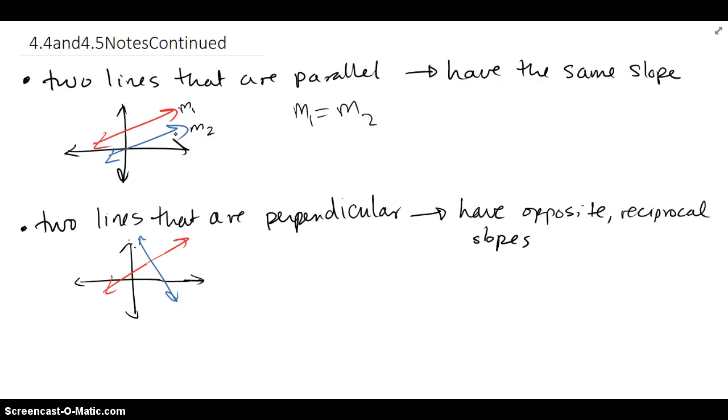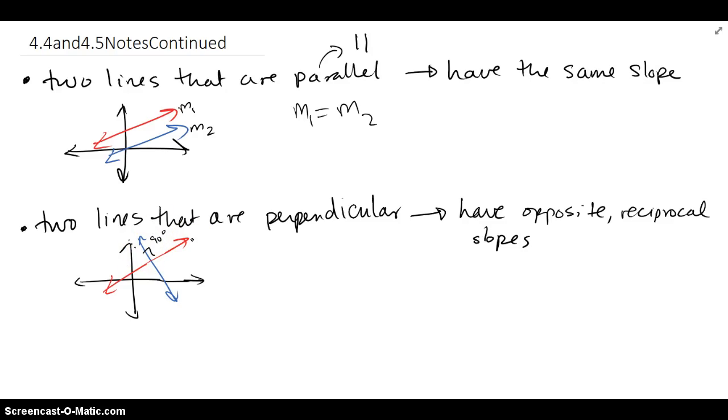And we're going to use the notation double bars like this for parallel. Those two double bars, looking parallel, mean parallel lines. So two parallel lines have the same slope. Two lines that are perpendicular: perpendicular means they intersect, and they intersect at a 90-degree angle.